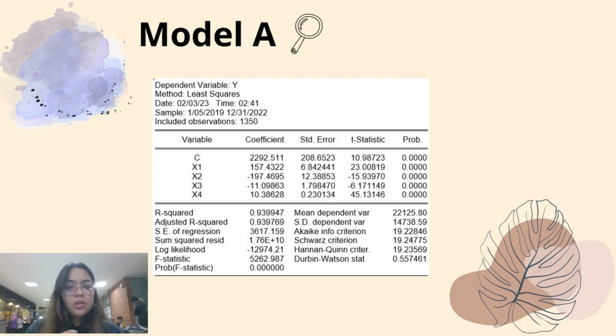In addition, this model's standard error is roughly estimated to be 3,617.159. This shows how far the observed values deviate on average from the regression line. And last but not least, the model's overall p-value is 0.0000, indicating that the independent factors have a substantial impact on the dependent variable, also known as Y.